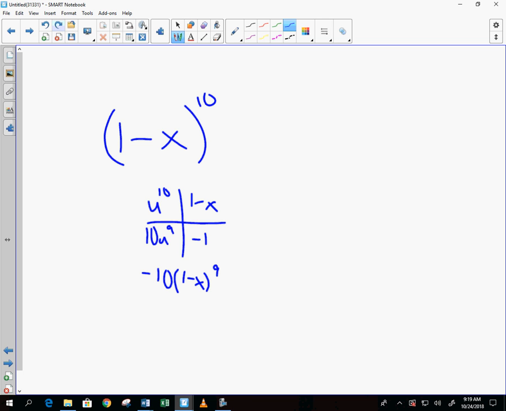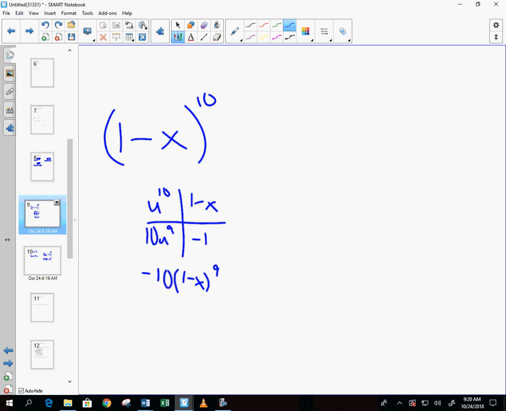Zane, wouldn't that have been nice to know that, huh? Yeah. Look at how quick that is. So the chain rule is truly an impressive, impressive tool. Question?